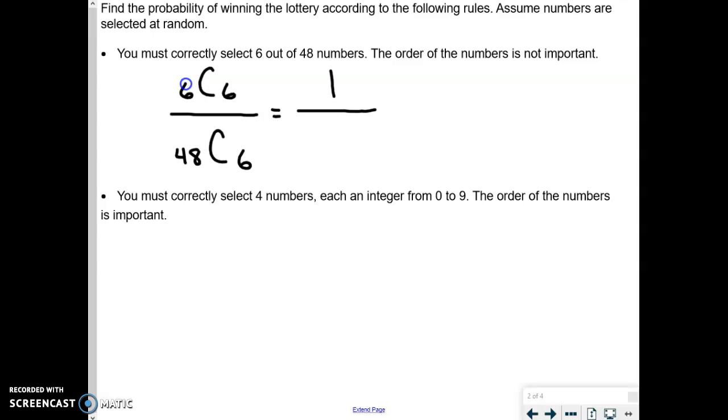How many different ways can you choose 6 out of 6 if order doesn't matter? It's only 1. And now the bottom, 48C6, excuse me, or the number of combinations of 48 objects taken 6 at a time, ends up being 12,271,512.